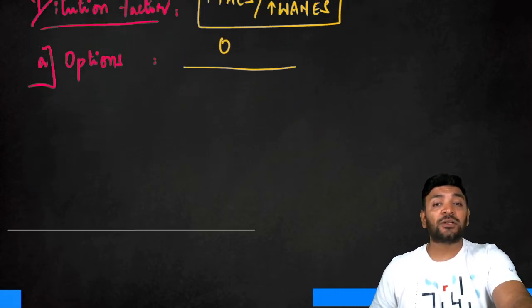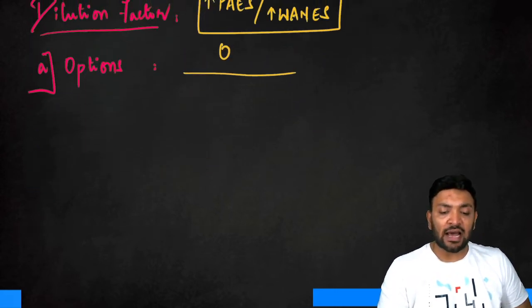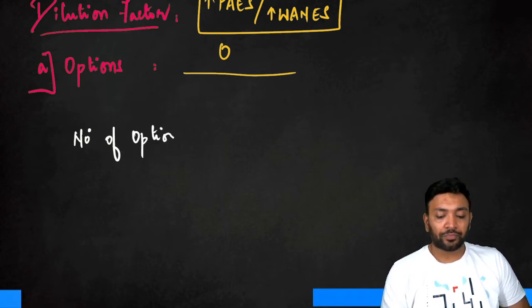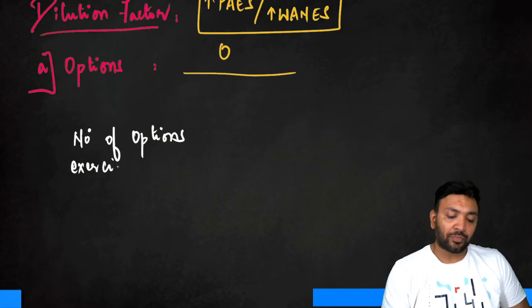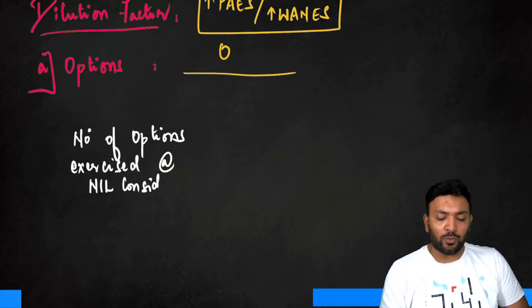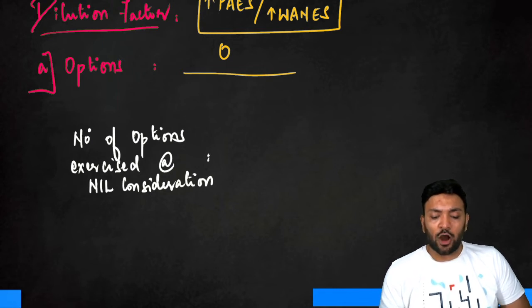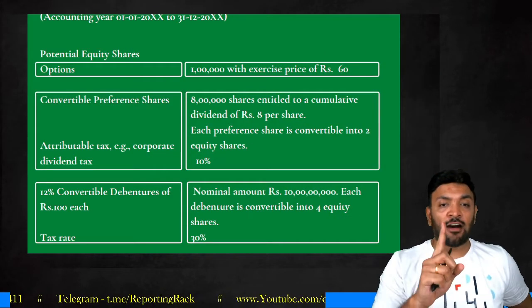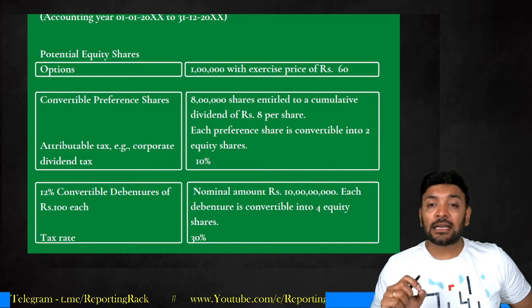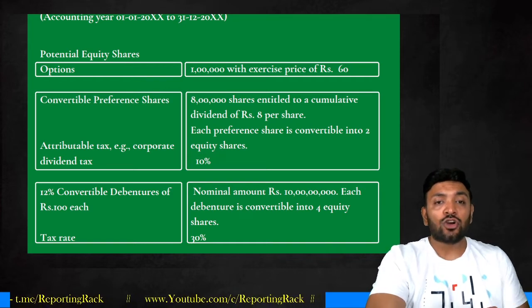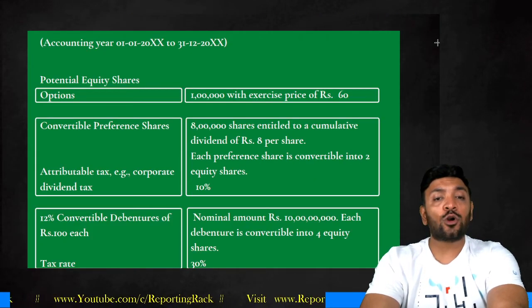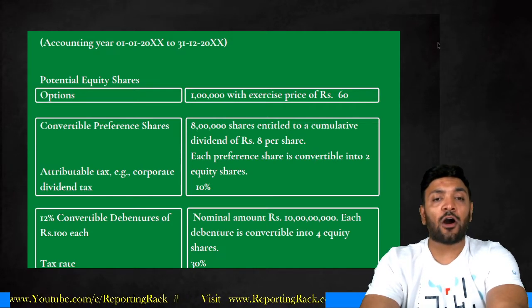VANE's is the number of options exercised for nil consideration. I don't have that answer, let me try to identify it. Number of options exercised at nil consideration is equal to... how many options are there in the enterprise? Go back to your question and check. How many options were there? 1 lakh. What is the exercise price? 60. What is the market price? 75, which was already given to us. So I know that the market price is 75, the exercise price is 60, and the total number of options is 1 lakh. Let's calculate the number of options exercised for nil consideration.